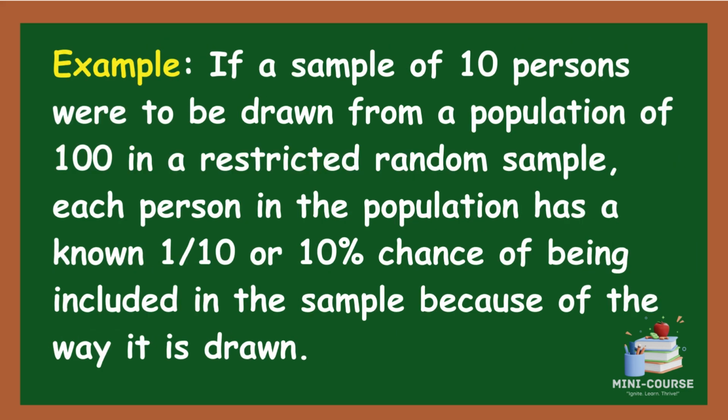Example: if a sample of 10 persons were to be drawn from a population of 100 in a restricted random sample, each person in the population has a known 1/10 or 10% chance of being included in the sample because of the way it is drawn.